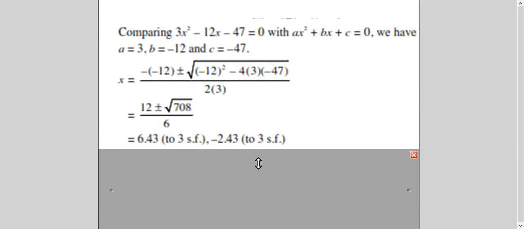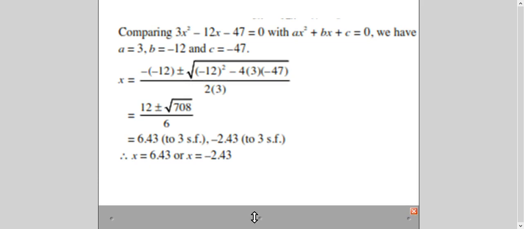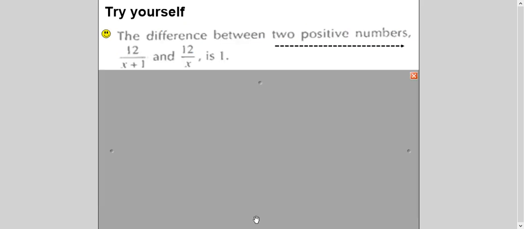And you always give your answer in three significant figures. Remember, this is the requirement of the paper. So this is how you apply quadratic formula by reducing equation. Now this is the last question. It is very interesting.